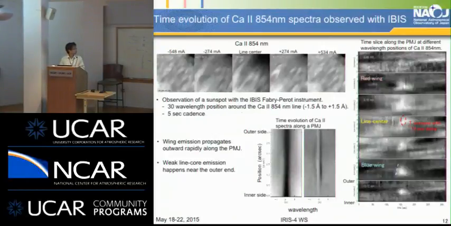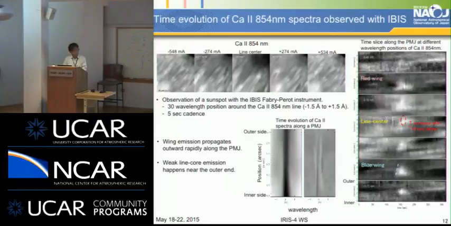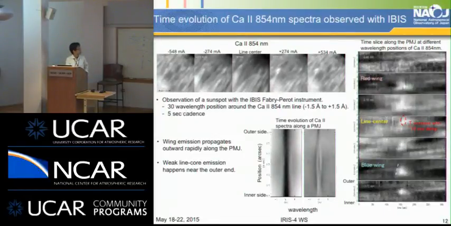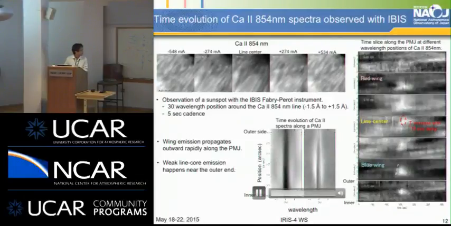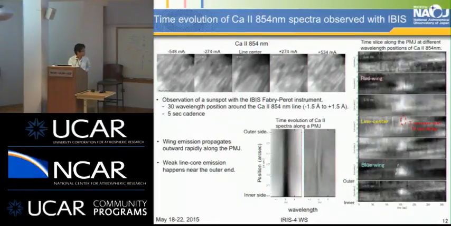Okay, and I want to show the more detailed study we made using the IBIS calcium II infrared triplet line. This is a movie of the spectrum of the calcium II infrared triplet line observed with IBIS. This is wavelength versus position along the jet. And we can see the propagation of the jet, the propagation of the enhancement along the jet.